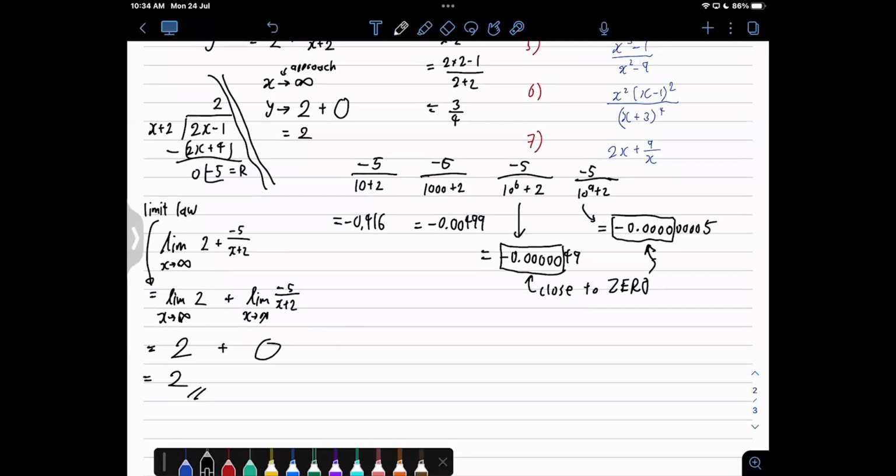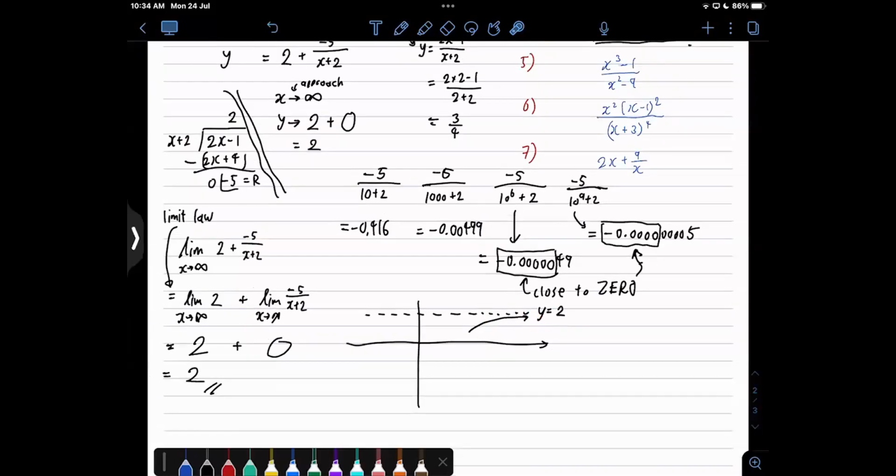So what does this really mean? It means that as the graph goes towards a very big positive number, it will approach 2. But it will always be slightly below it. Why below? Because there's a minus sign over here. It's always going to be 2 minus 0.00499, or 2 minus 0.00, however many zeros, 5. So it's always slightly below 2. So you can imagine how the graph will look already. There will be a line y equals 2. Then the graph is always slightly below it, but it's getting closer and closer towards it. Can you see this pattern?